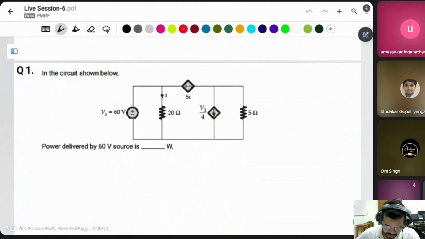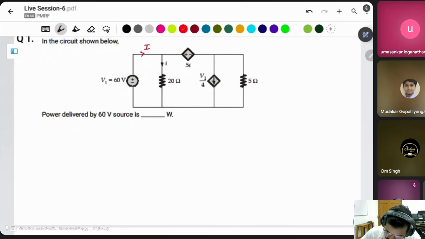First question I have taken from the concept of supernode. In the circuit shown below, V1 is equal to 60 volt is given, and there are two dependent sources. One is the voltage source, second one is the current source. It's asking how much power is delivered by the 16 volt source. It means this voltage source, how much power is delivered by this source. Then we have to find the current of this.